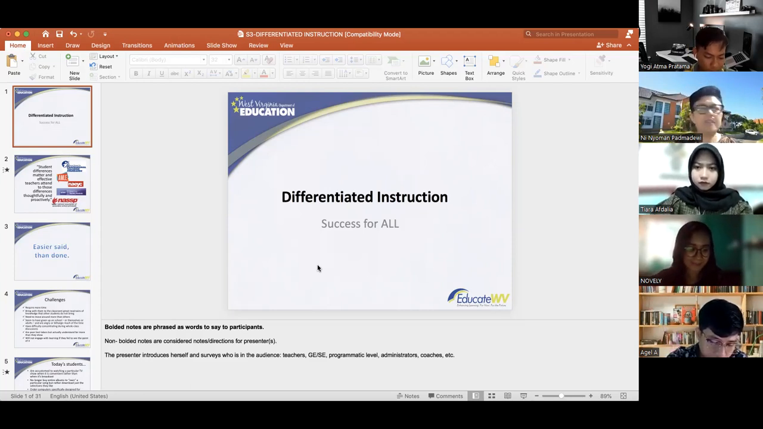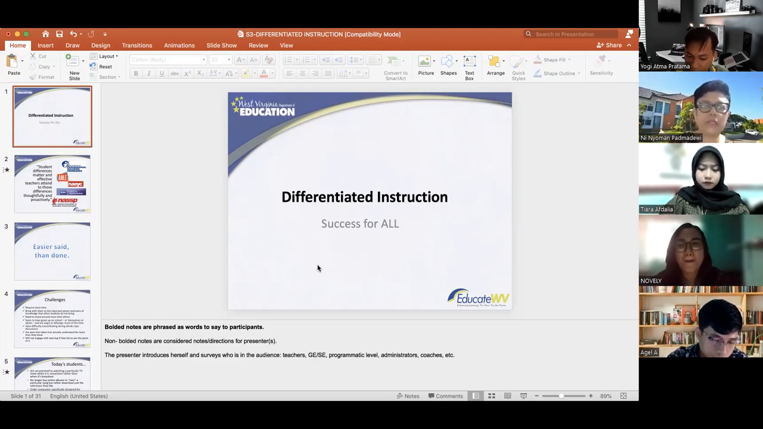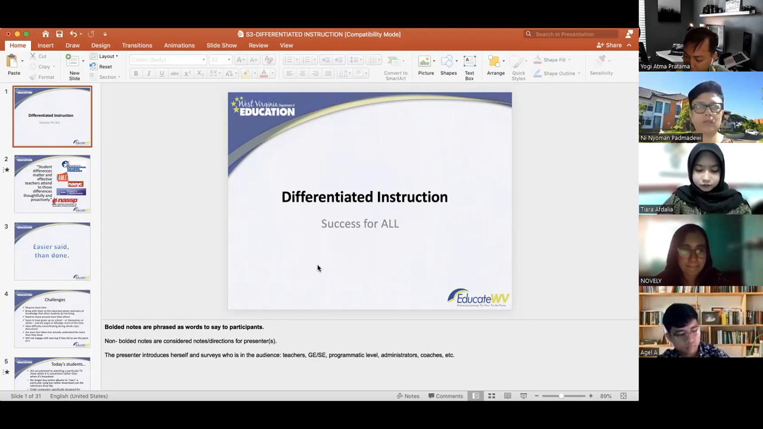Very good indeed, Noveli. So what is actually the ideal goal of differentiated instruction is that the teacher must be able to provide the activities in the process of teaching and learning based on the student needs. So the instruction must be adapted based on the student needs.